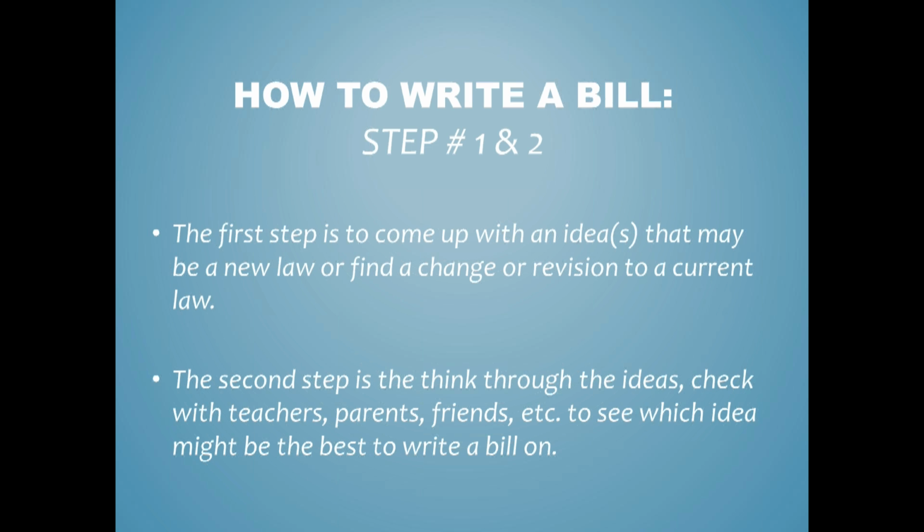So step number 1 and step number 2: the first step is to come up with an idea that may be a new law where there's not one on the books. Maybe you have a great idea that no one's ever thought of, or it may be that you know of a current law that needs to be changed or edited, and so you would write a revision to a current law. The second step in the process would be to think through some of the ideas, check with the teachers at your school, maybe your principal, maybe your parents, grandparents, guardians, if you know local attorneys or local business owners, maybe even your local legislator. You would touch base with them and see if they think that your idea is good or if they can help you think through and cultivate the idea.